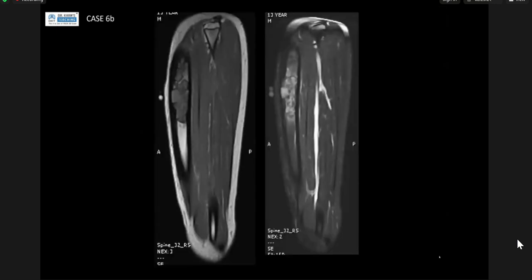Does the MRI help you at all? Yeah, so now the lesion has overgrown its origin and extended a bit into the soft tissue with an exophytic component, and it's T1 hypo and mixed intensity on T2.